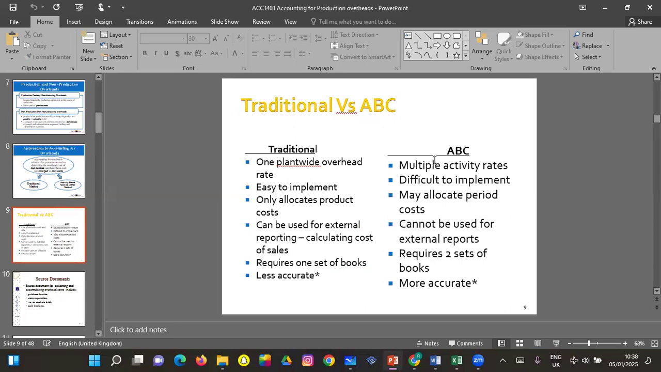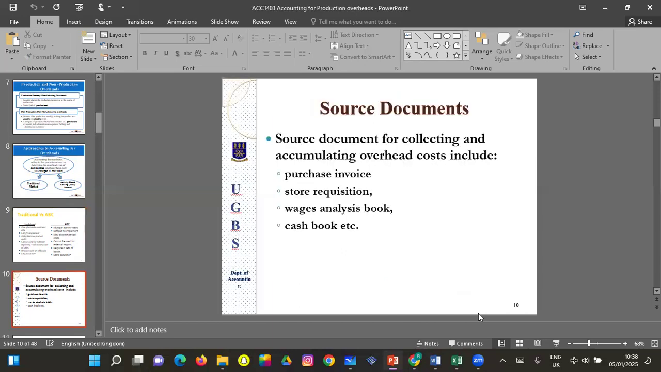And for ABC, it has multiple activity rates. Each activity has its rate based on how it has consumed the overhead. It is difficult to implement because you have to check each and every rate. It may allocate period costs and cannot be used for external reports. It also requires two sets of books. And it is more accurate because you are going to look out for each and every activity rate.